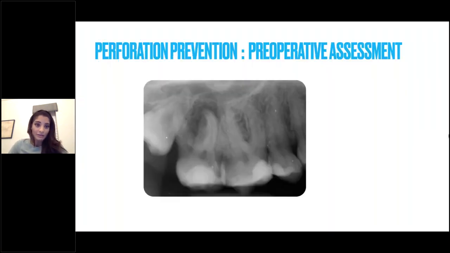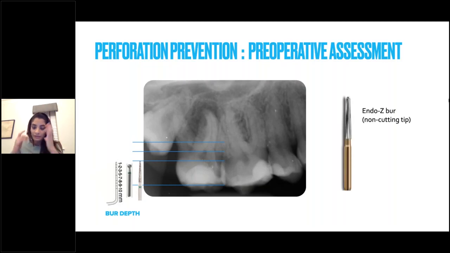Now for posterior perforations, again, the first thing to do is try and prevent the perforation happening. Normally I will create measurements on my preoperative radiograph and measure my burrs accordingly. The first measurement you want is from the occlusal surface to the pulp roof, and the occlusal surface to the pulp floor. So you know on your burr, you don't want to be going any deeper than that because then we're at risk of creating a perforation.